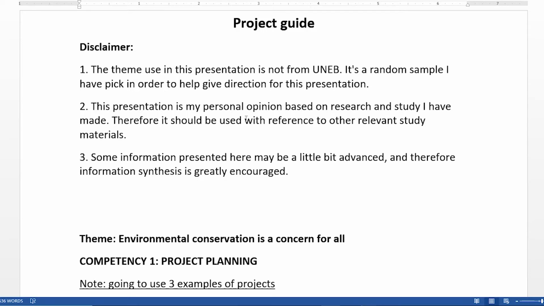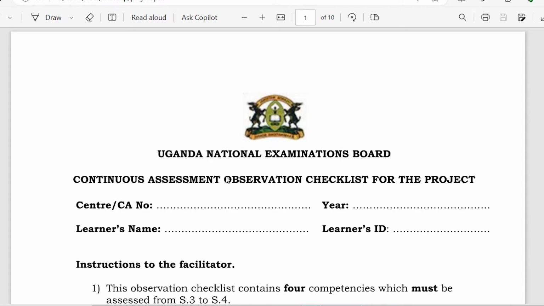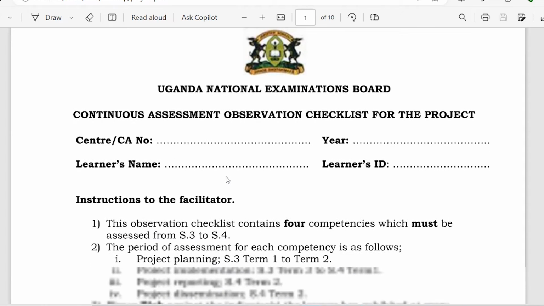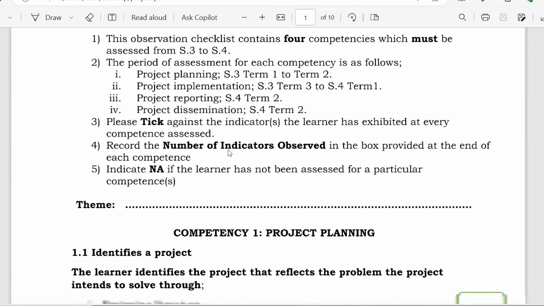Some information presented here may be a little bit advanced, so I would encourage you to do information synthesis to see what is best for your learners. Having said that, let's now go to the project checklist. This is provided by UNEB, and then I'll skip this part of the particulars and instructions.